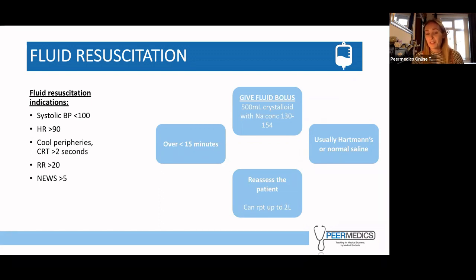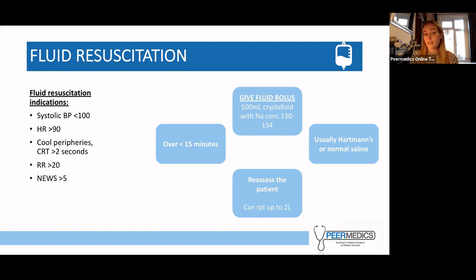So the crystalloids that you'd use in this case would be either 0.9% sodium chloride or Hartmann's. Now you need to avoid calling it saline. It is commonly called that. However, there are so many different types of saline. So if you just say, oh yeah, you give 500 mils of saline, well, one man's saline is different to another's. So you could potentially be overloading them with potassium, with sodium, sorry. So you don't want to do that. As you rightly said, this is all over 15 minutes.